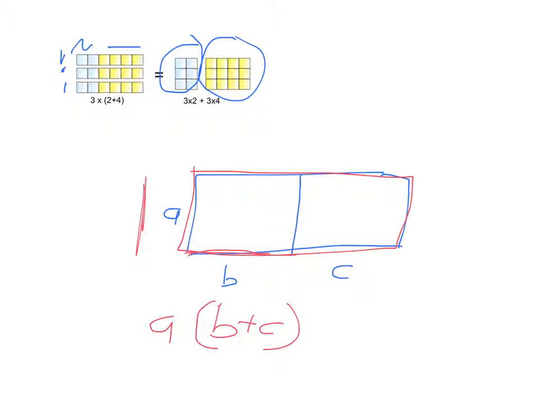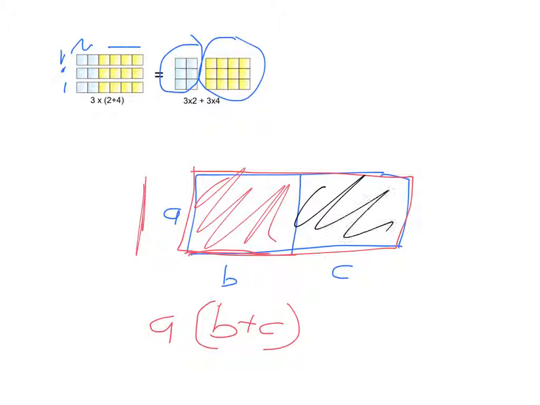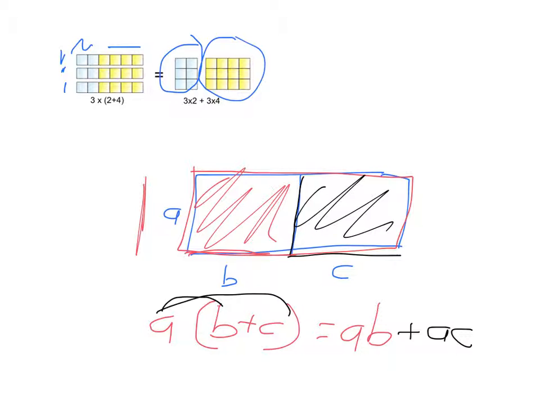But we also know that this big rectangle is made up of 2 smaller rectangles. So the area of the big rectangle is this area plus this area. Okay, so the red area is simply A times B. The black area has width A, length C, so it's just A times C. So I've just shown you using a rectangle why A outside of B plus C is AB plus AC. Notice I've just distributed the A to the B and to the C, okay? So that's why the distributive law works.